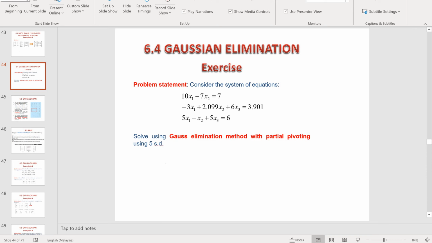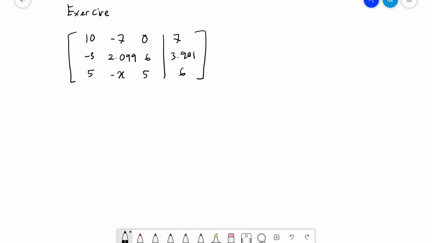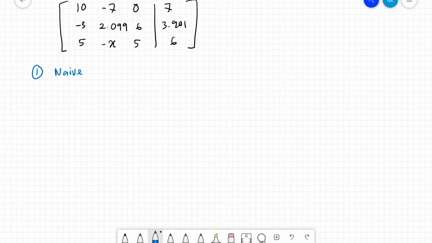Okay, good afternoon everyone. In this video I'm going to show you the solution to this exercise question from our last class, using naive Gaussian elimination and partial pivot elimination. These are the equations, and when transformed into an augmented matrix, it looks something like this. For the first method, the naive Gaussian elimination, do you still remember how to do it?